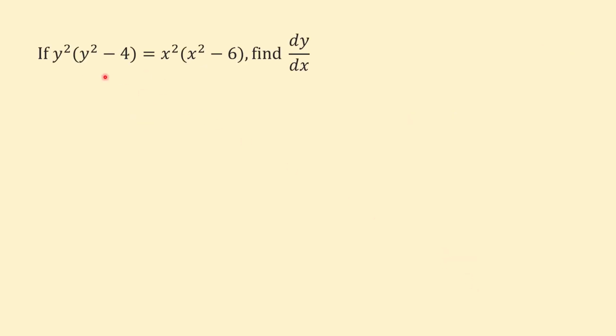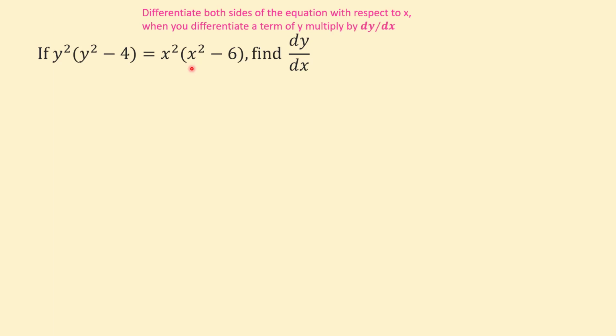Another example. An implicit relation is given and we are asked to find dy over dx. If we want to differentiate both sides of this equation with respect to x, we have to use product rule. Note that in the left side of this equation and also in the right side of this equation, we have product of two functions. So if we want to differentiate this relation with respect to x as is, we have to use product rule. But if we multiply y squared in this curly bracket and x squared in this curly bracket, we don't need to use product rule anymore.